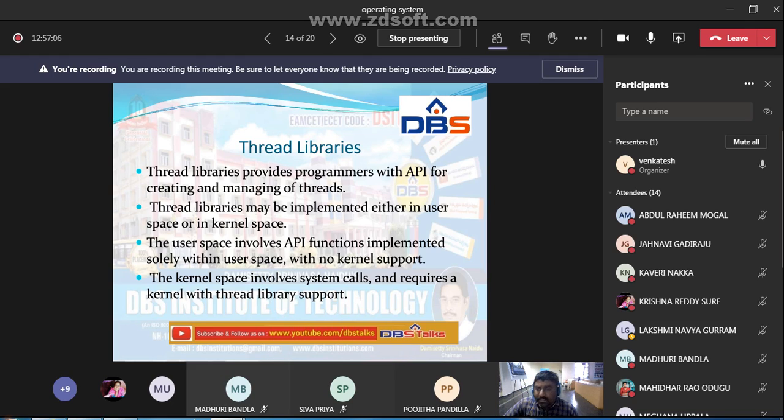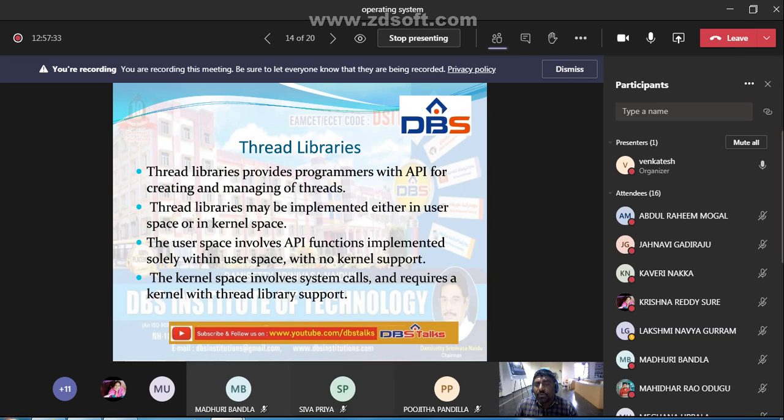The user space involves API functions implemented solely within user space with no kernel support. Here we don't have any kernel support, whereas kernel space involves system calls and requires a kernel with thread library support. In kernel space we definitely use the support of the operating system.